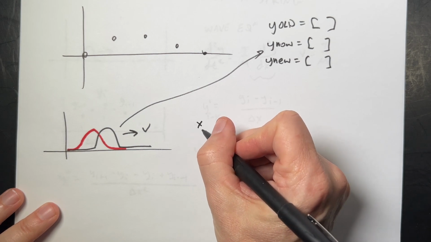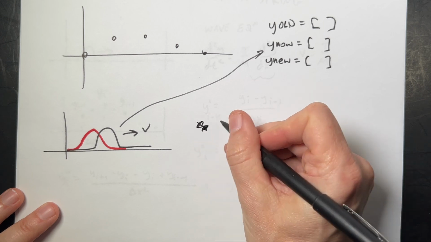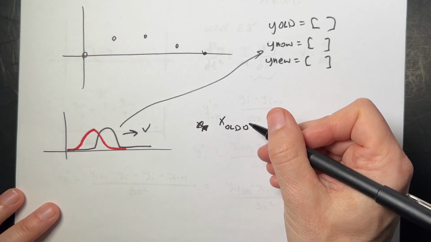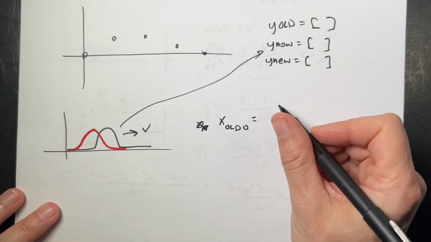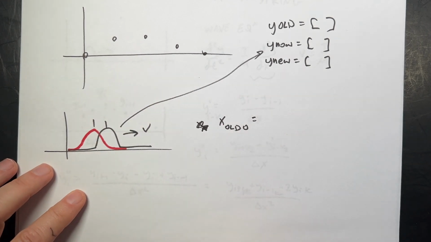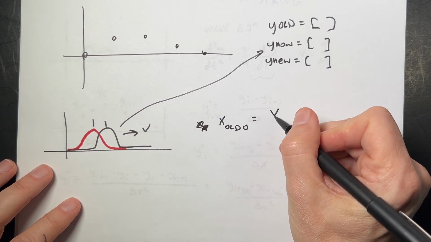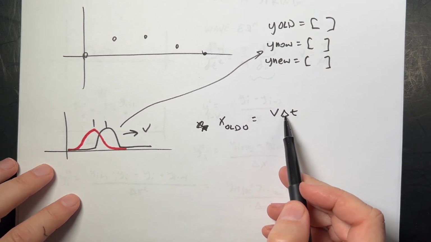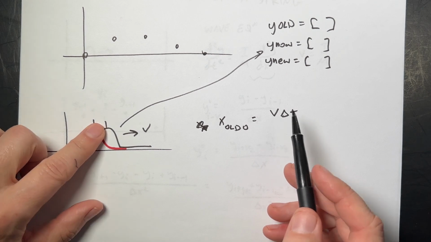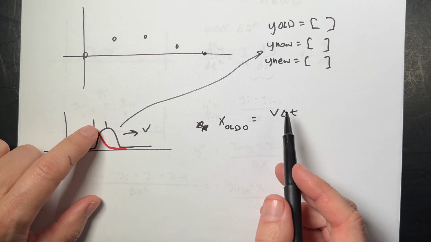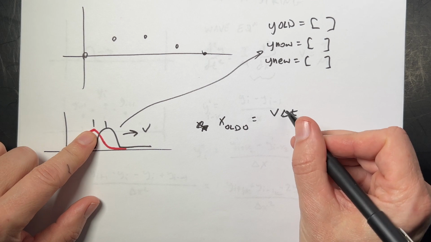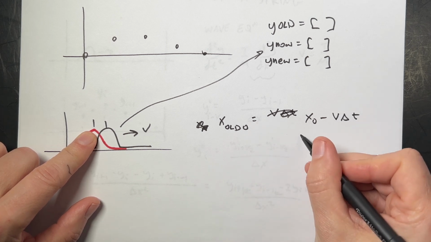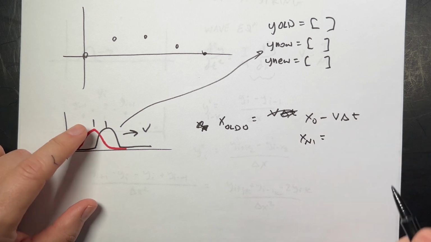I'll call it x old. X old is going to be equal to how far is that shifted, right? How far is it shifted? Well, it's v times delta t, the velocity of the wave times the time shift. And then I can find that distance. So that's going to be my new x. It's actually going to be xo minus v delta t. And let's just call that x negative 1.